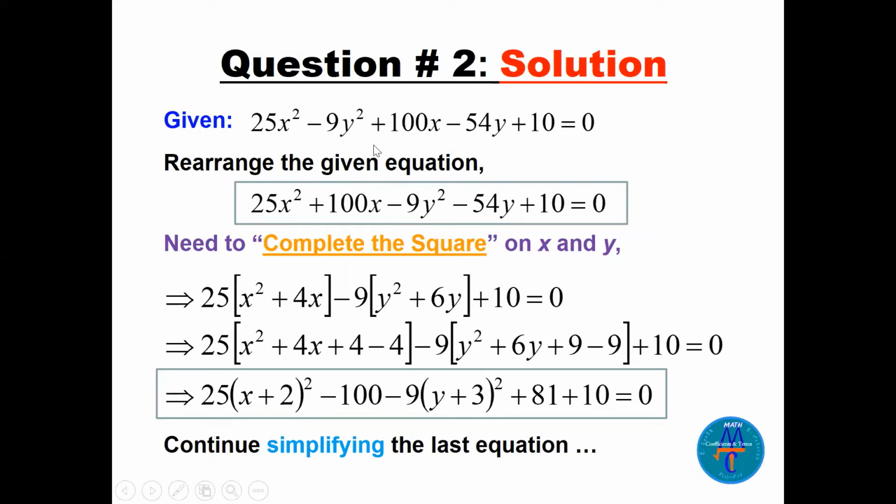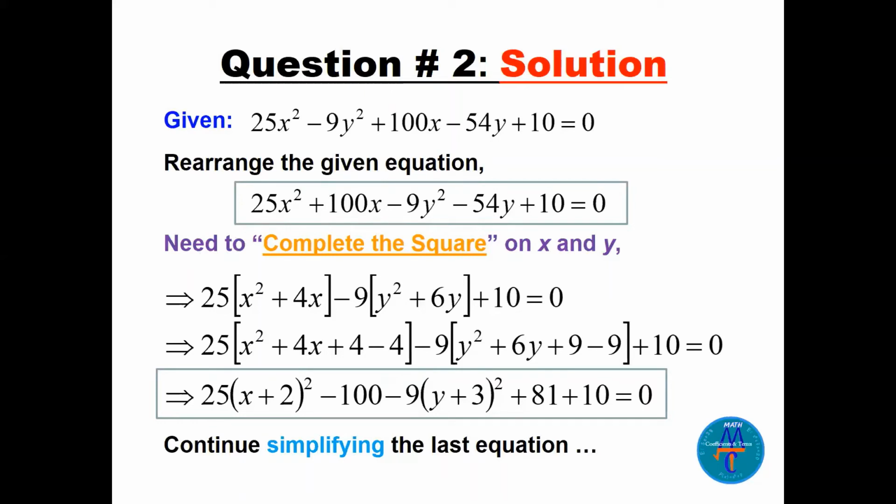Rearrange it. By rearranging, I mean take the x's together, 25x squared plus 100x, put it aside, and take the y's together, minus 9y squared minus 54y plus 10 is equal to 0. Now we need to complete the square on the x and on the y. On the x, I take a common factor. Why do I take a common factor?